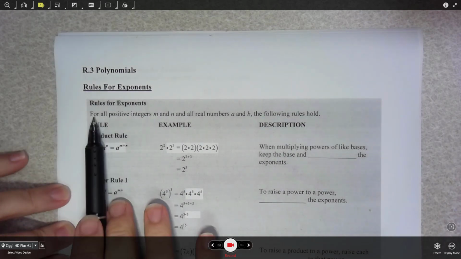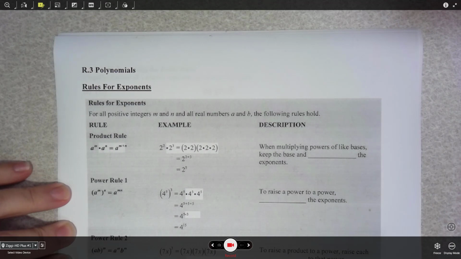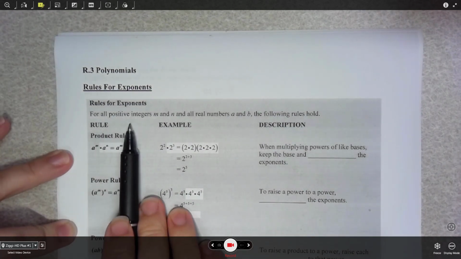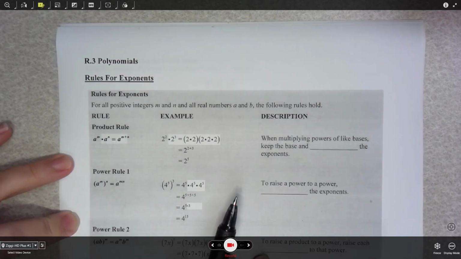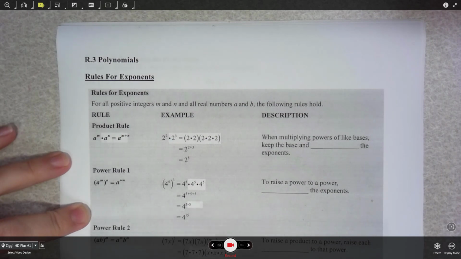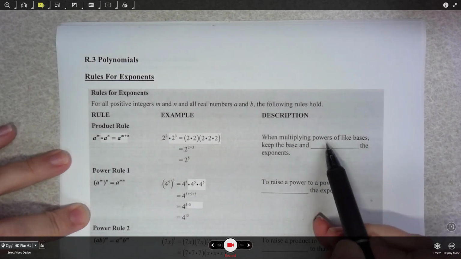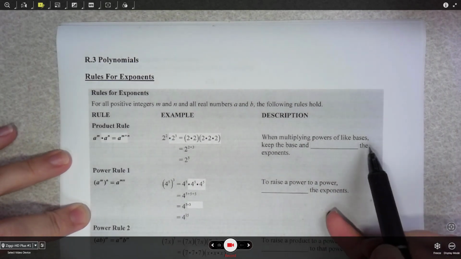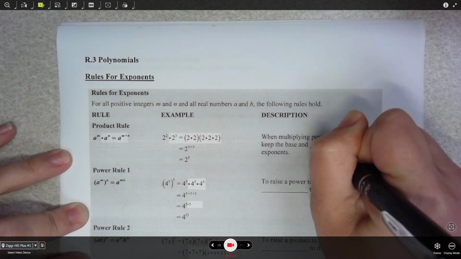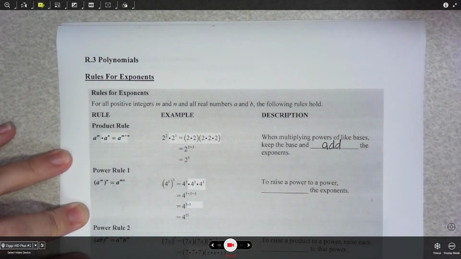Now when it comes to using exponents within the problems, there are rules that we can apply just to make using the exponents easier. So for exponents, we always want our exponents to be positive. And the first one we're going to look at is called the product rule. The product rule says when I'm multiplying powers of like bases, I want to keep the base and I'm going to add the exponents.